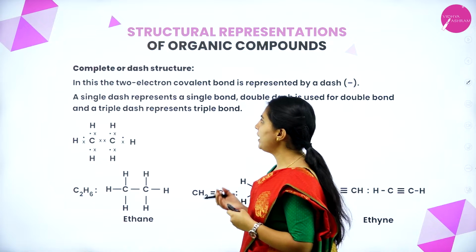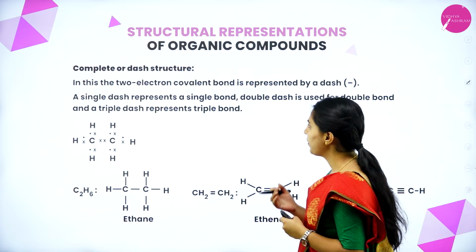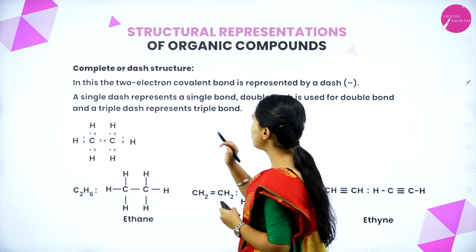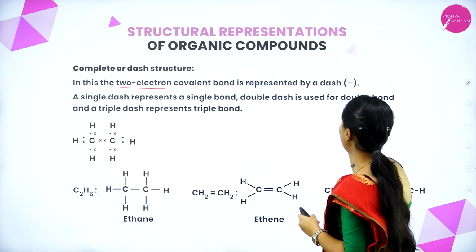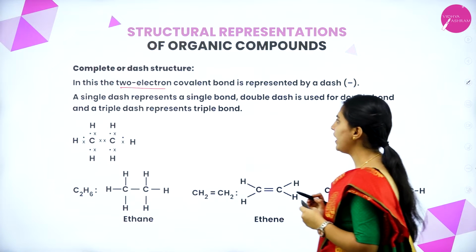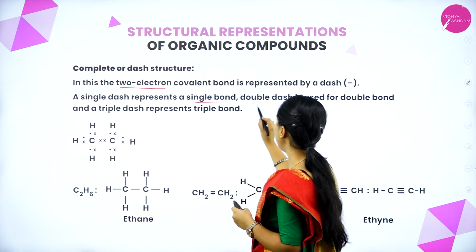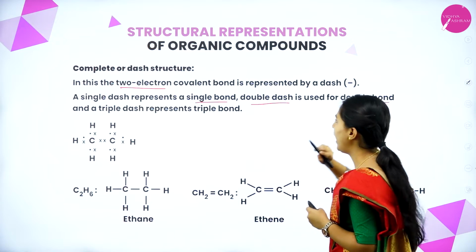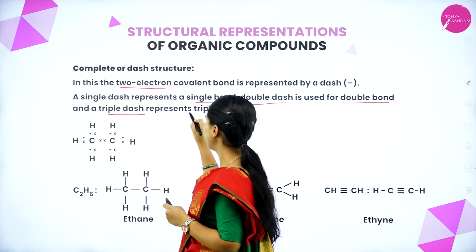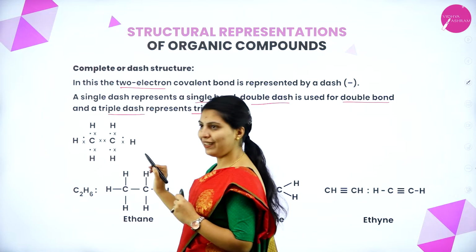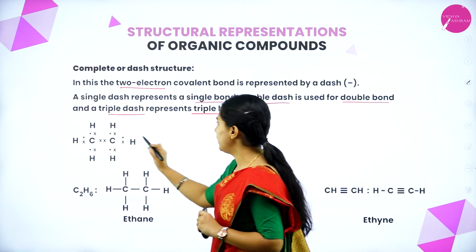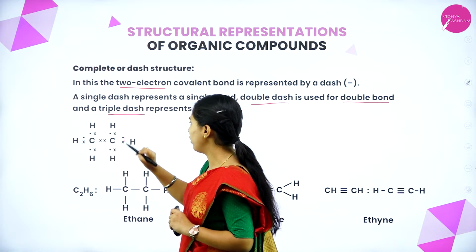First one, complete or dash structure. In this, the two-electron covalent bond is represented by a dash. A single dash represents a single bond, double dash a double bond and triple dash a triple bond. Okay. See here, this is a normal Lewis dot structure. These two electrons will form a bond.